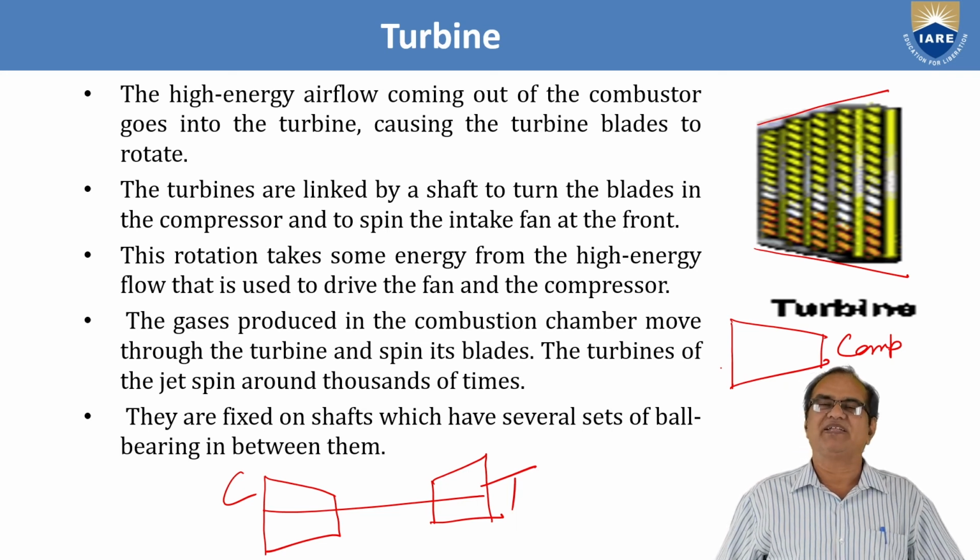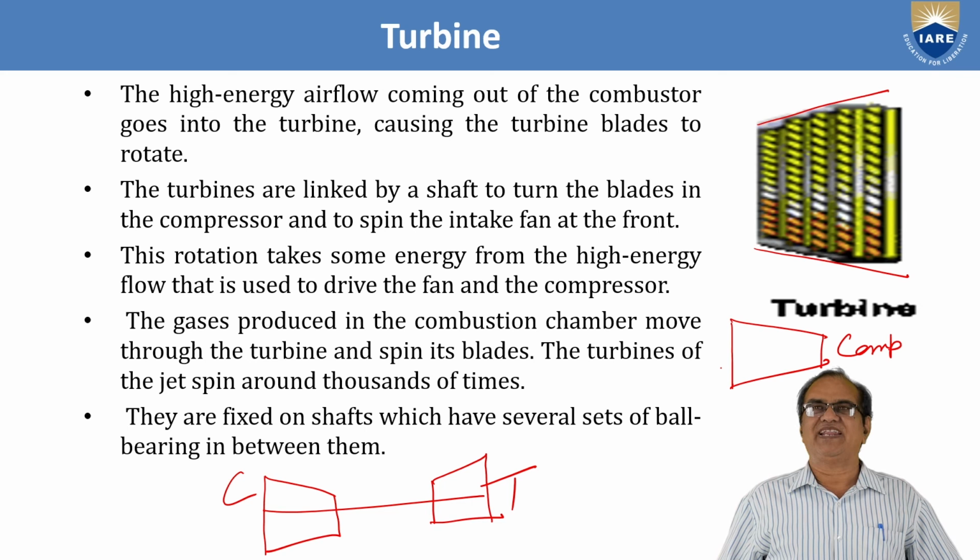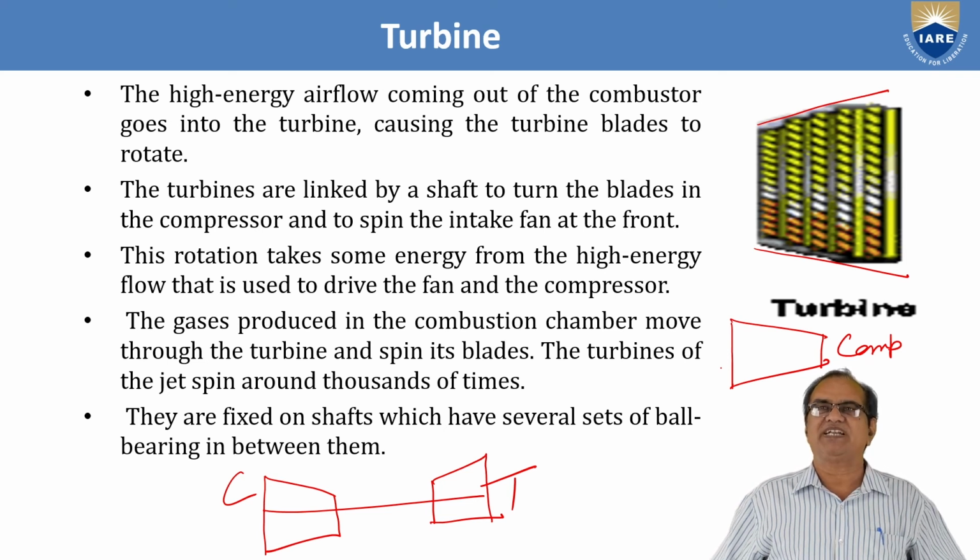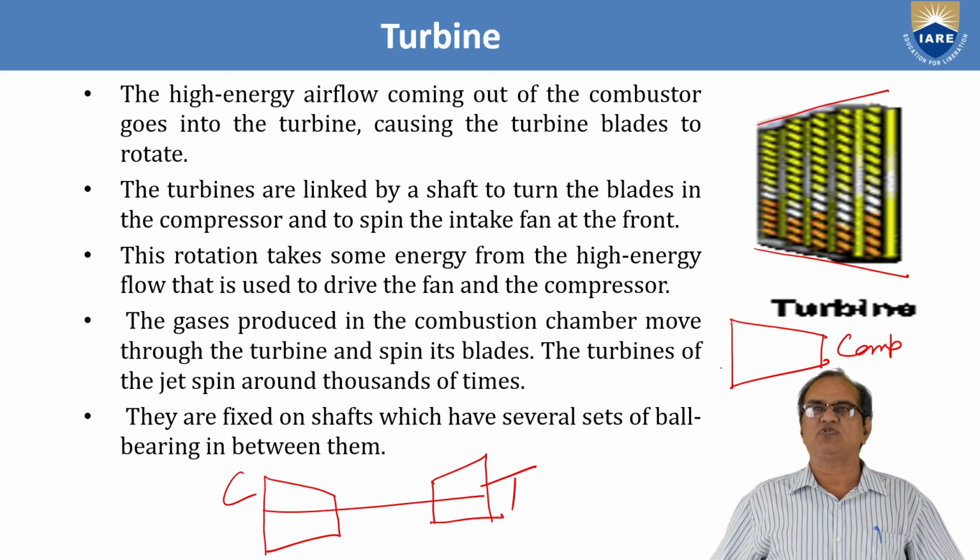So the turbine: the high energy airflow coming out of the combustor goes into the turbine, causing the turbine blades to rotate. The turbines are linked by a shaft to turn the blades in the compressor and to spin the intake fan at the front. This rotation takes some energy from the high energy flow that is used to drive the fan and the compressor.